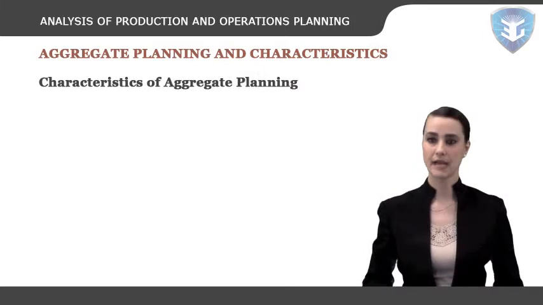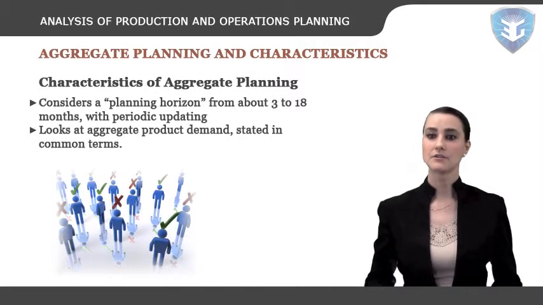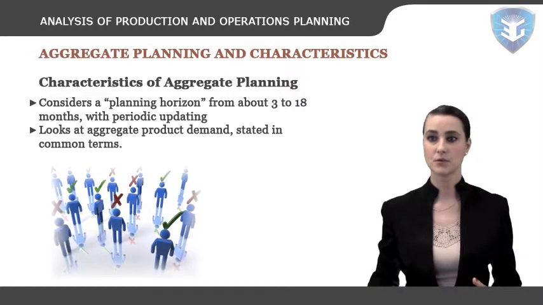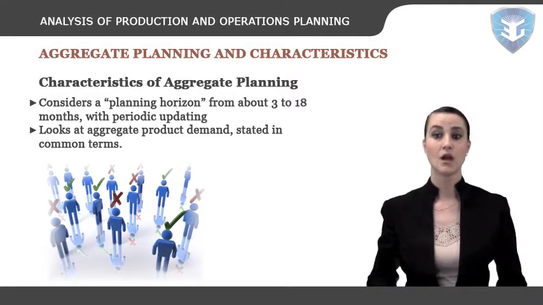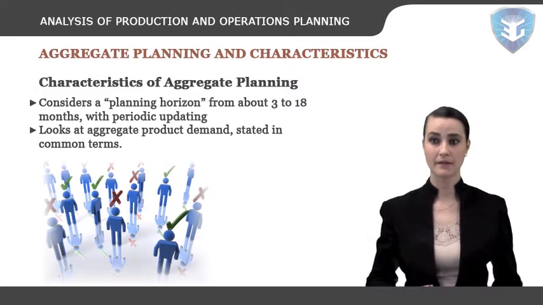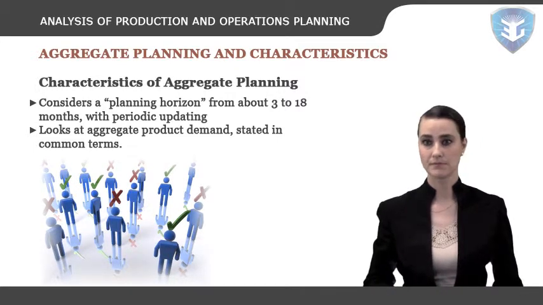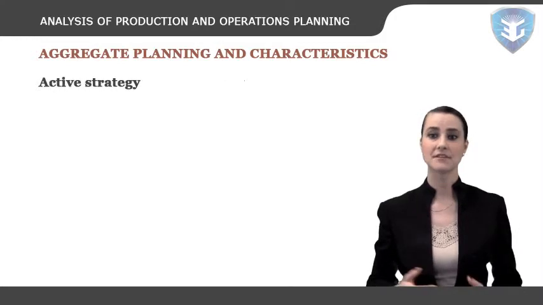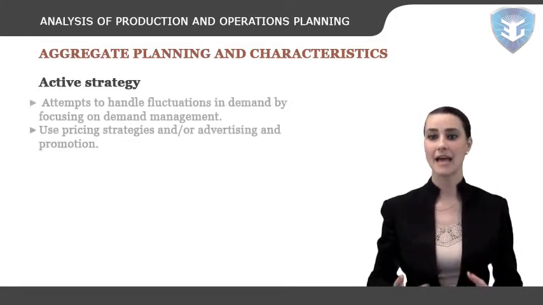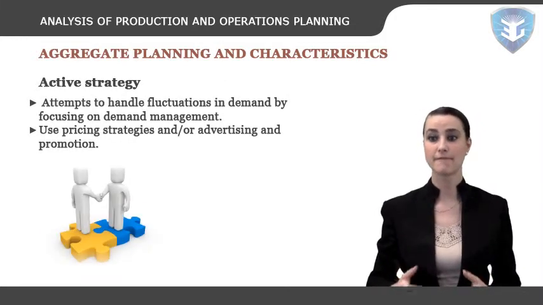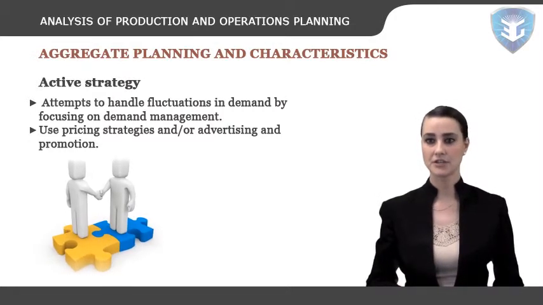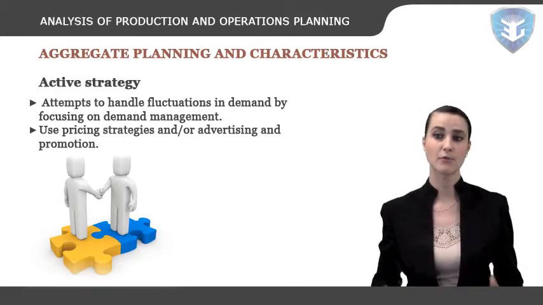Characteristics of aggregate planning. Considers a planning horizon from about 3 to 18 months with periodic updating. Looks at aggregate product demand stated in common terms. Aggregate planning strategies. Active strategy. Attempts to handle fluctuations in demand by focusing on demand management. Use pricing strategies and/or advertising and promotion.